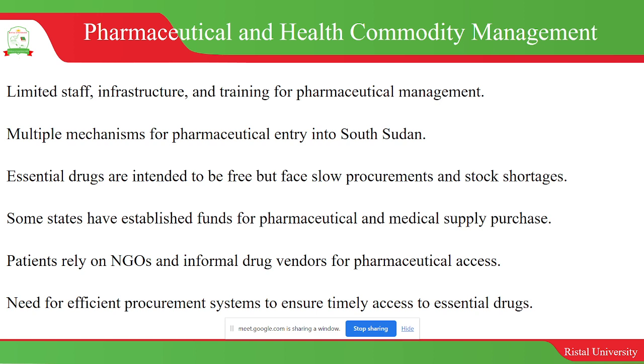So, in most cases, the patients will have to go to health facilities that are managed by NGOs in order for them to get the drugs that they need if there are stockouts in government facilities. But we also have what we call informal drug vendors or the drug shops where the patients can go and buy the drugs they need. So it is very important that we have an efficient procurement system to make sure that drugs can reach the patients in a timely manner.